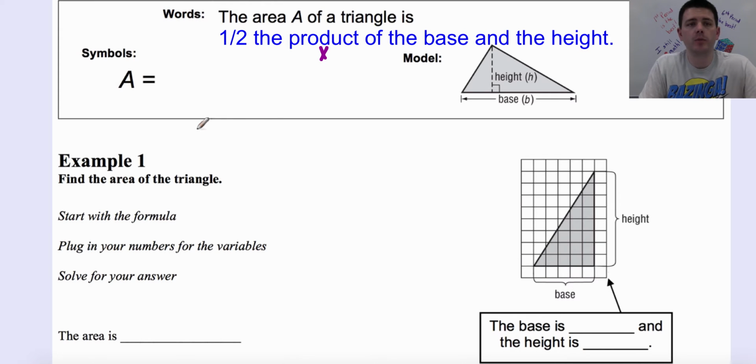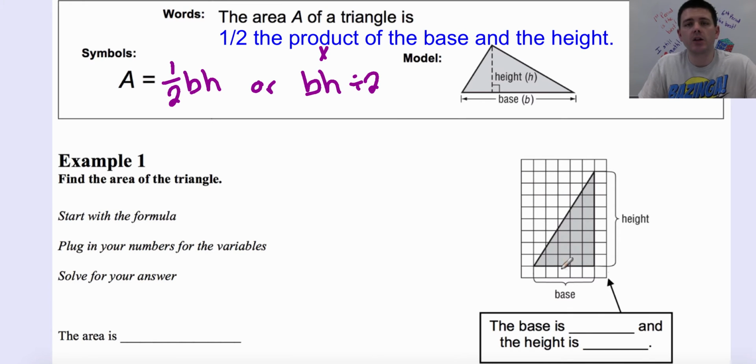In formula form, we actually have two ways of writing it out. We can do 1/2 base times height, multiplying base and height and then finding half of it, or depending on the problem, finding half of something is the same thing as just dividing it by 2. So you could also think of it as base times height divided by 2. But that's going to be our formula for today.